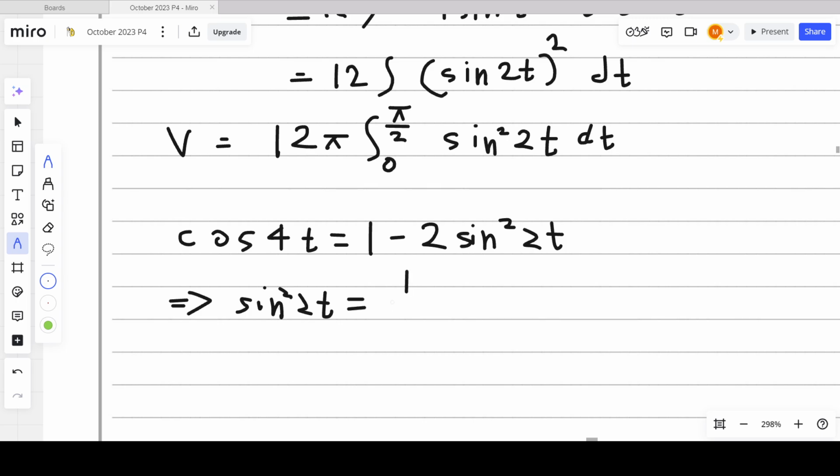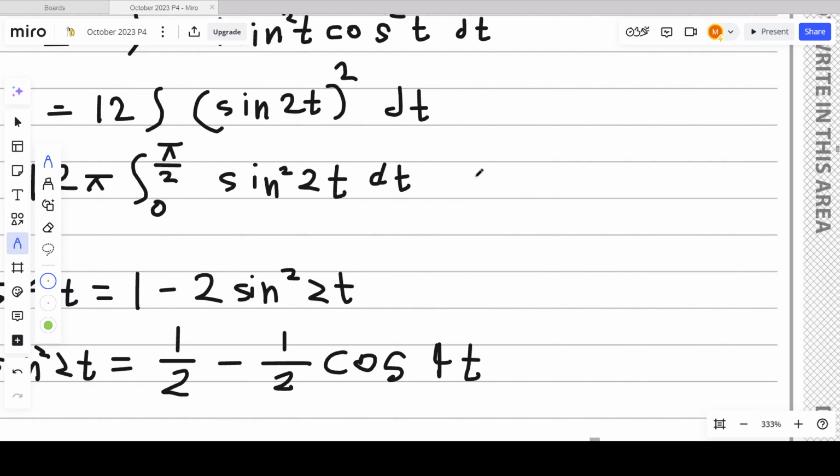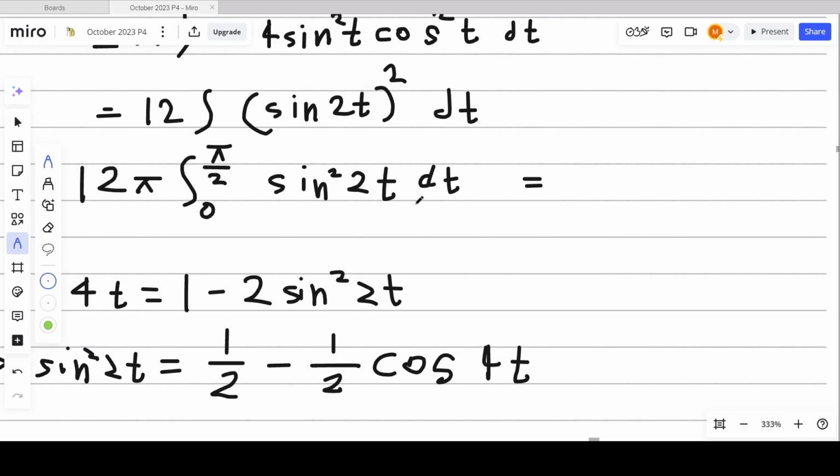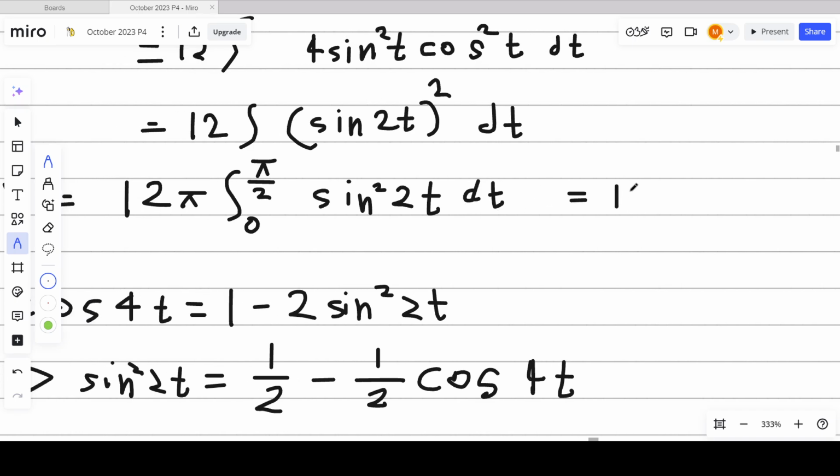So sin squared 2t would be half minus half of cos 4t. Yeah, exactly. So we got the substitute for sin squared 2t. Now just put it in the integral. We will get the integral as asked by the question.